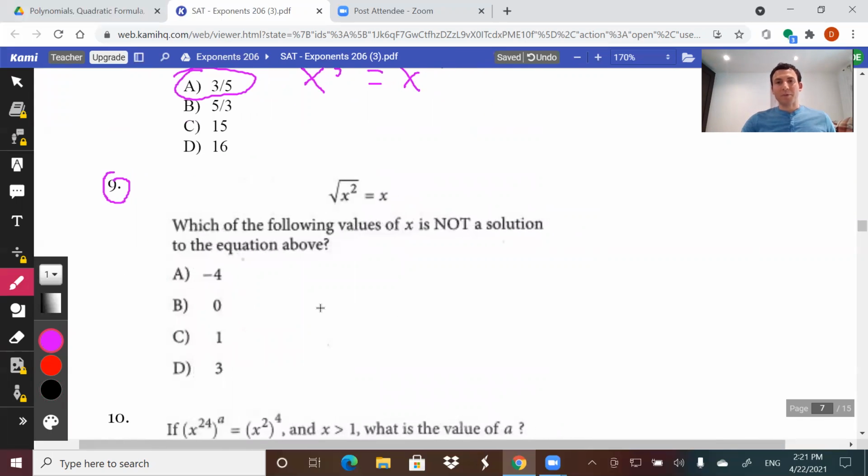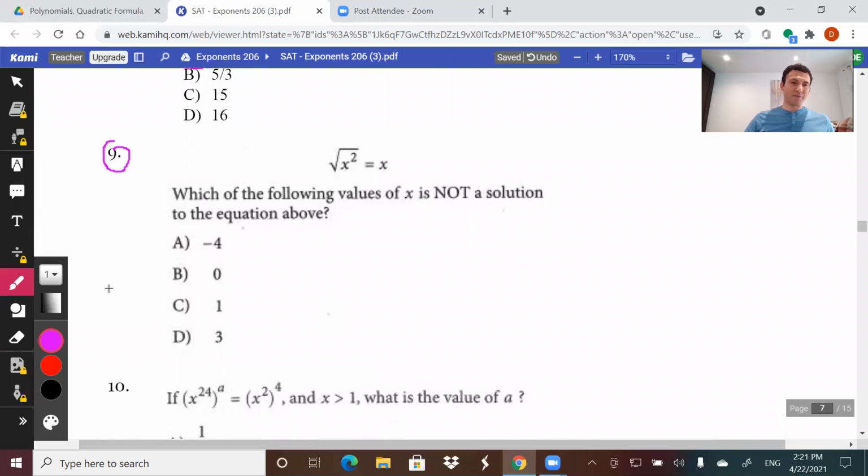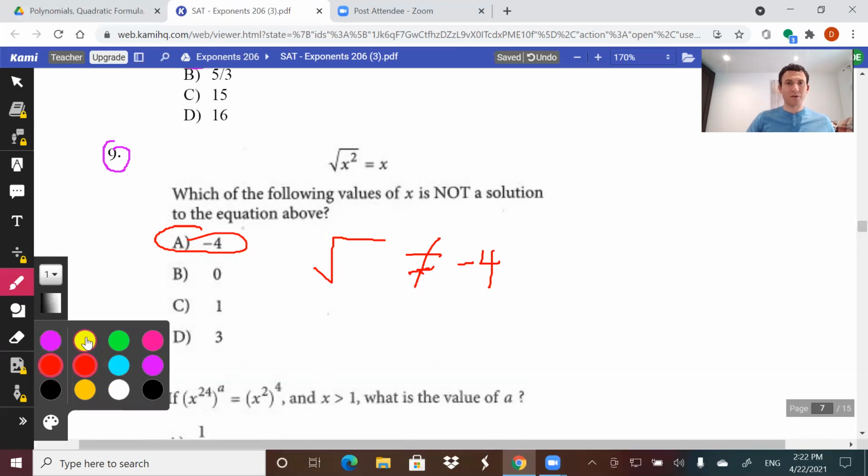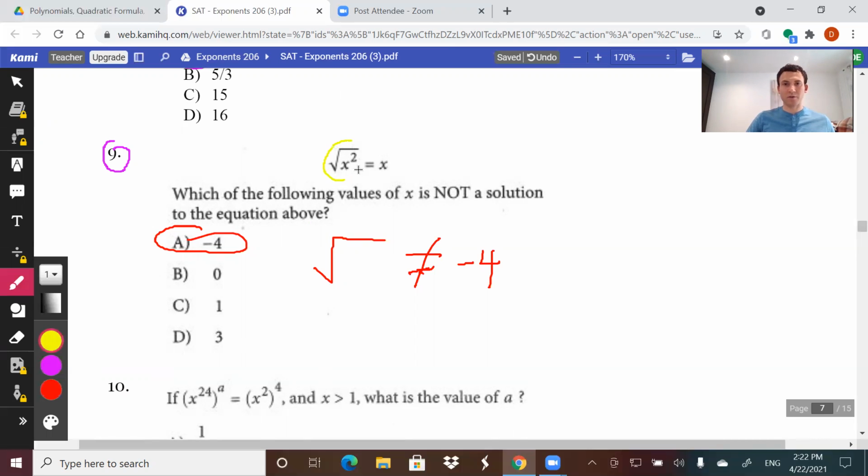9 is the one that applies to that giant killer rule. Remember, if the root is already there, then we only want the positive answer. What does that mean? It wants to know which of the following values of x is not a solution. Immediately, this one is going to be a. It's going to be -4, because the square root of anything cannot equal a negative number. So without even doing any math, it can't be -4. You can try all the other numbers out and they'll work. When the radical is already there, we do not take the negative form of the answer.